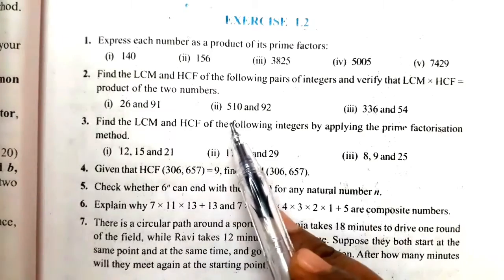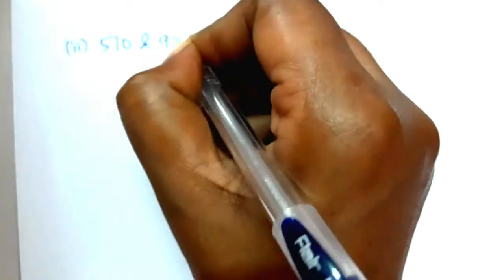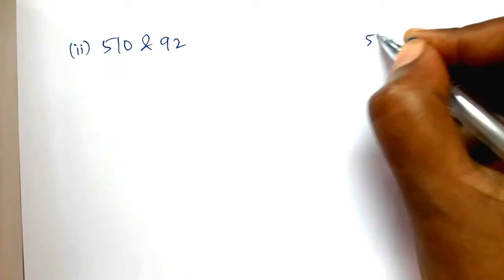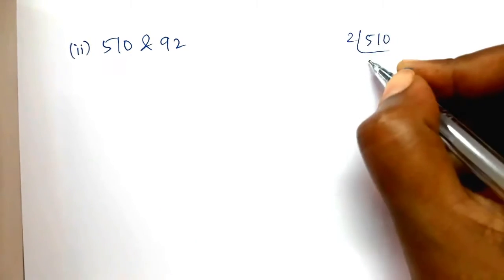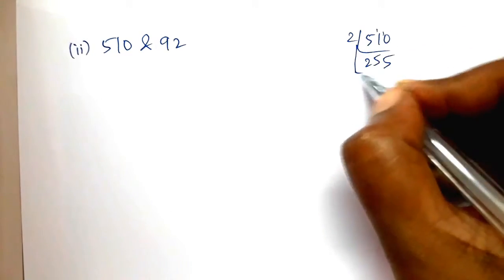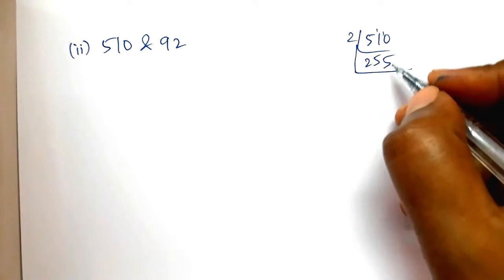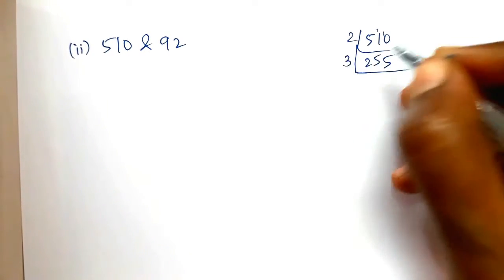Next sub question 510 and 92. Question number 2, 510 and 92. Do the rough work here. It is the even number, so it goes in 2. 2 2s are 4, remaining 1. 5 2s are 10, again remaining 1. 5 2s are 10. Now it is not an even number, but sum of the digits gets multiple of 3, so it goes in 3.